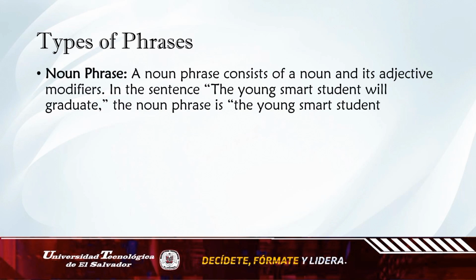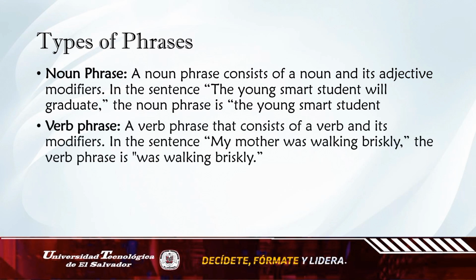Number 1. Noun phrase. A noun phrase consists of a noun and its adjective modifiers. In the sentence "the young smart student will graduate," the noun phrase is "the young smart student." 2. Verb phrase. A verb phrase consists of a verb and its modifiers. In the sentence "my mother was walking briskly," the verb phrase is "was walking briskly."